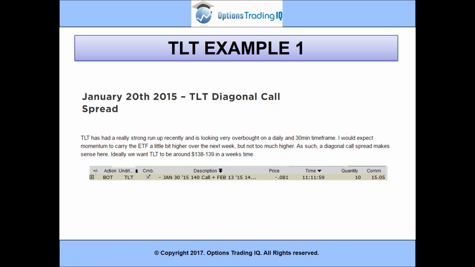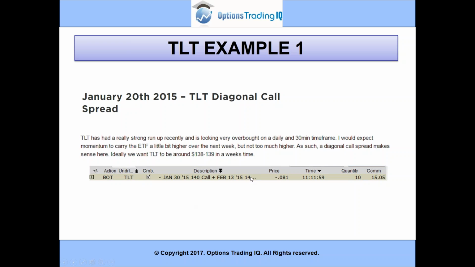I would expect momentum to carry the ETF a little bit higher over the next week, but not too much higher. Okay. As such, a diagonal call spread makes sense here. Ideally, we want TLT to be around 138 to 139 in a week's time. I haven't got it on this slide, I've got it on the next slide, but at the time TLT was trading at around 135.